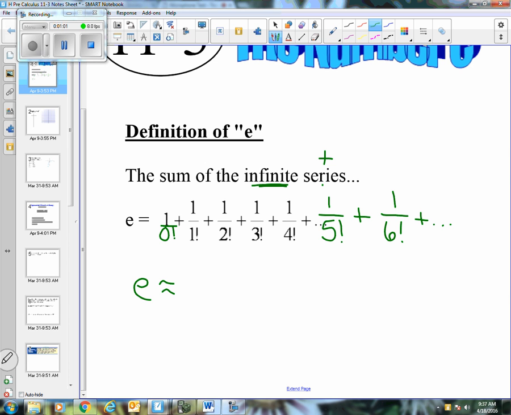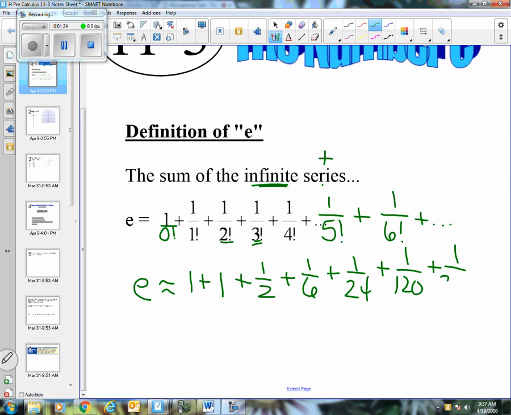Let's make this a little easier because nobody wants to type all those factorial symbols. So 1 plus 1, because 1 factorial is 1. 2 factorial is 2, so that would be a half. 3 factorial is 1 times 2 times 3, so 6. 4 factorial, 4 times 3 times 2 times 1, is 24. 5 factorial is 24 times 5, that's 120. 6 factorial is 720, and then we could keep going. So it might be easier to type it in that way.